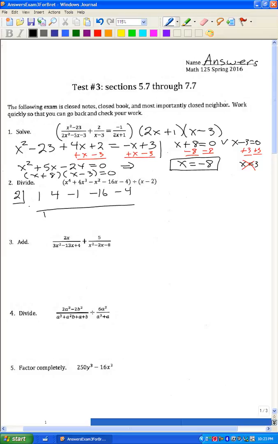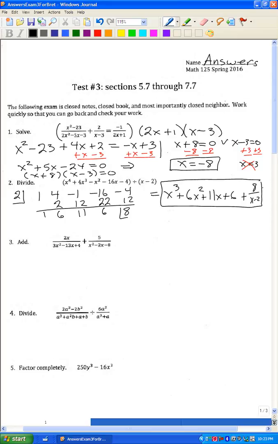Drop down the 1, times 2 is 2, plus 4 is 6, times 2 is 12, minus 1 is 11, times 2 is 22, minus 16 is 6, times 2 is 12, minus 4 is 8. Therefore, I get x cubed plus 6x squared plus 11x plus 6 with a remainder of 8 over the divisor x minus 2. And that is my answer.